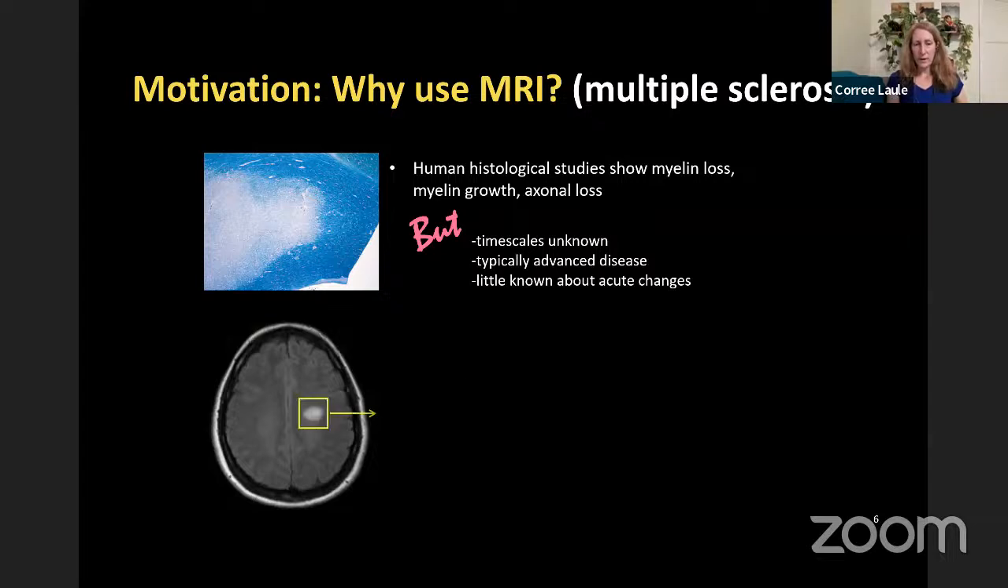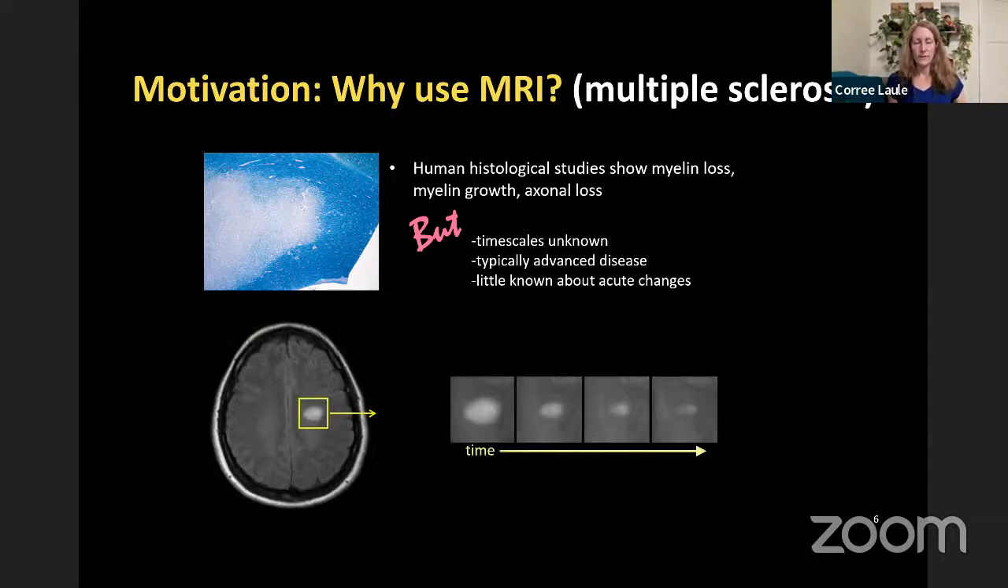Now, we can use MRI to follow these focal areas of damage, which often show up as bright spots or dark spots, depending on the type of image.